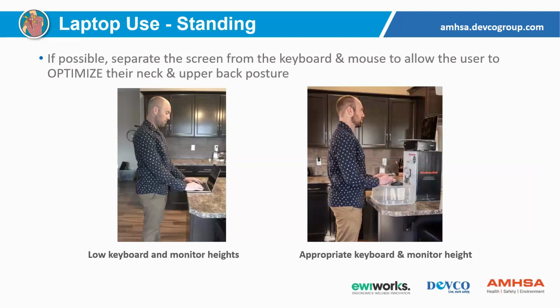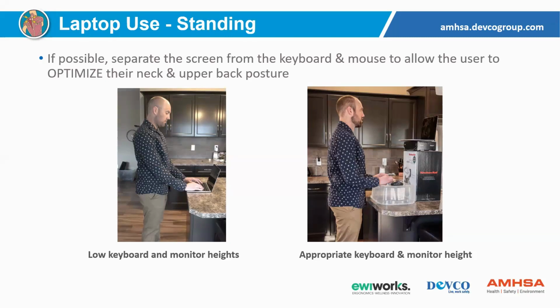Here's an example using this in a standing position. Obviously this individual is quite tall, so their kitchen counter, although it's tall, is not tall enough. So they've put together a couple boxes, not like 20 books. They've found boxes that are an appropriate size.